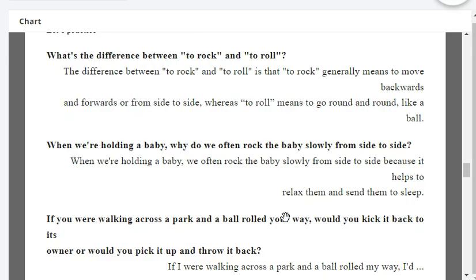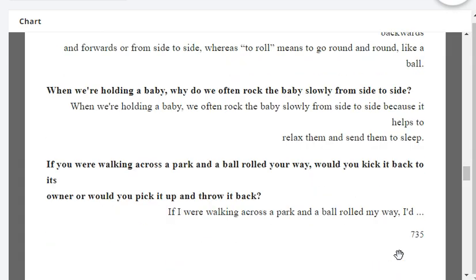When we're holding a baby, why do we often rock the baby slowly from side to side? When we are holding a baby, we often rock the baby from side to side because it helps them to relax and send them to sleep. Very good. Okay, if you're walking across a park and a ball rolled your way, would you kick it back to its owner or would you pick it up and throw it back?